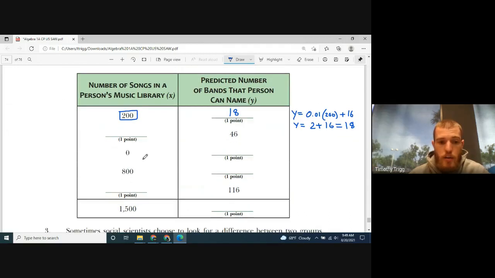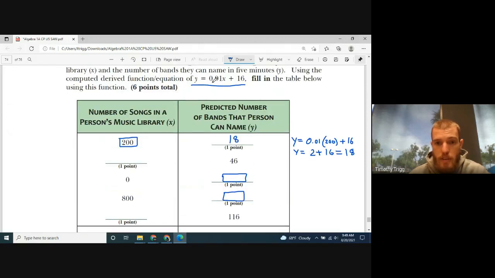So I want you to try to figure out this one here and this one here. You're going to be using the same equation. You're just going to replace x with 0 for this one, and then replace x with 800 for this one. Okay, so try those on your own.